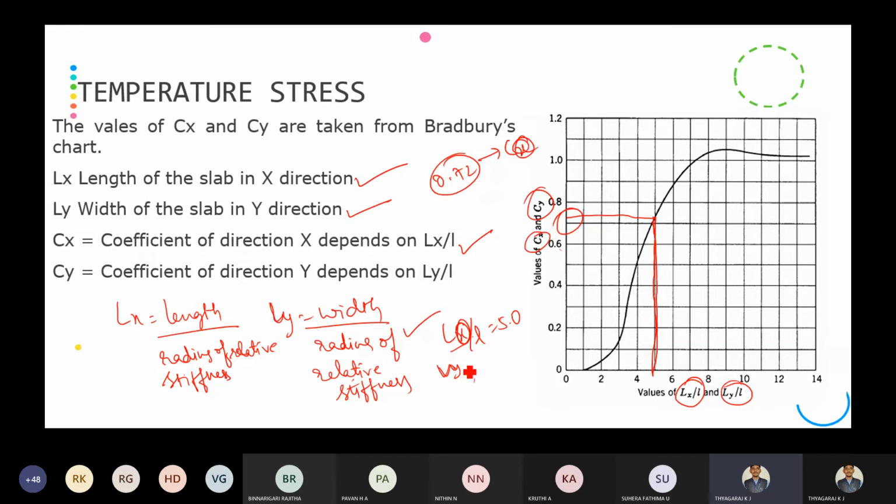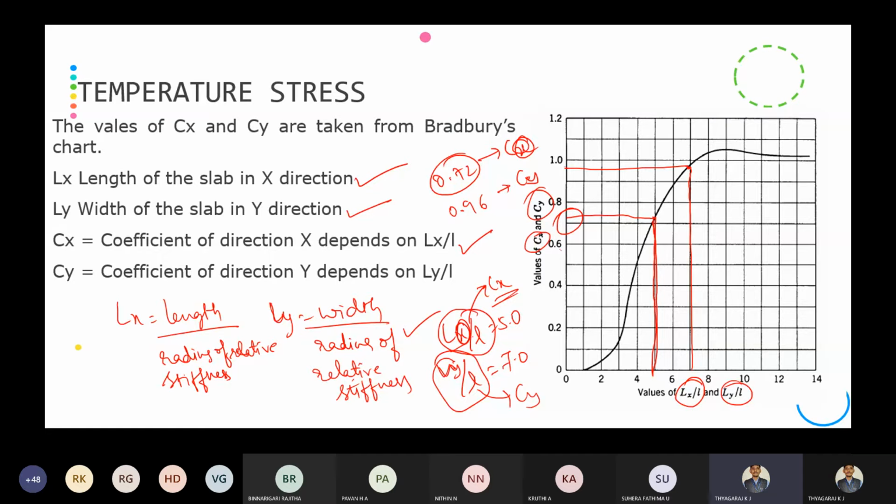When it is Ly by L, for example 7, draw a line vertically, which will cut the curve here. Project it outwards, and we get 0.96. So that will be Cy. So Ly by L corresponds to Cy, and Lx by L corresponds to Cx. When we solve the problems, we will get to know how we are going to get this Cx and Cy.